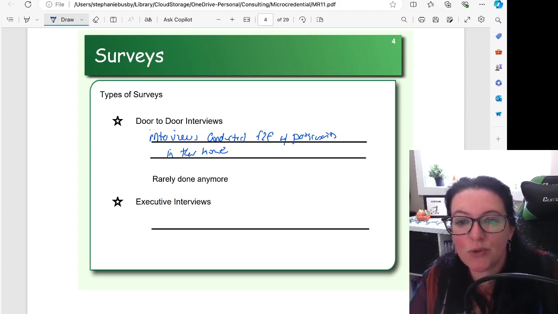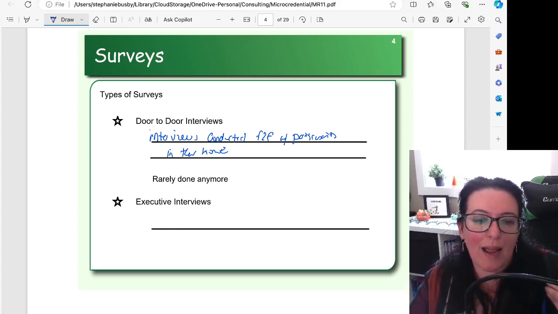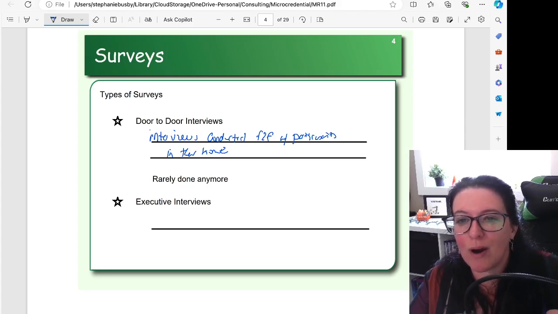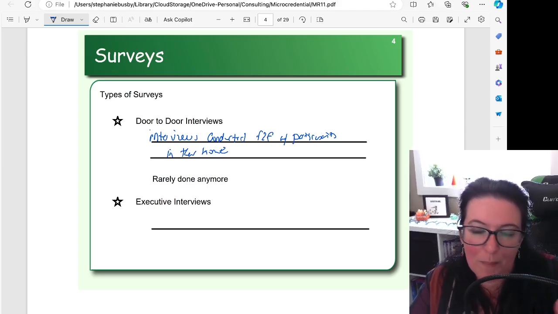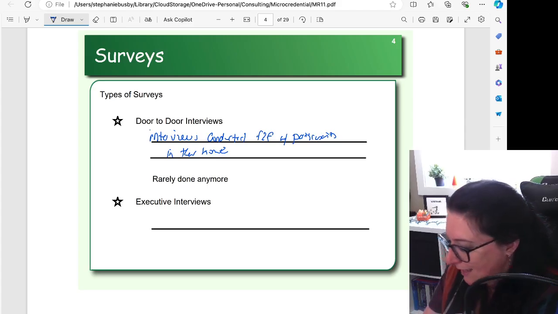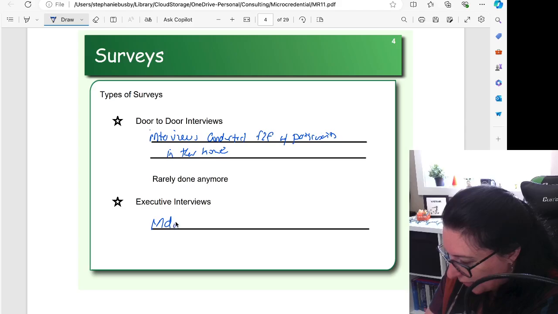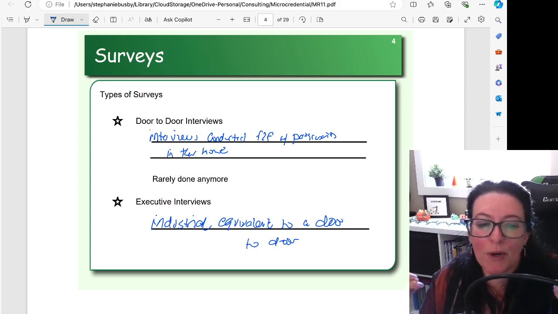There is an industrial equivalent to a door-to-door interview. And that is essentially where we're going and talking to organizations by going to those companies. And that is what this executive interview is, let's just write it, this is the industrial equivalent to a door-to-door. So here we're talking to someone from the business.